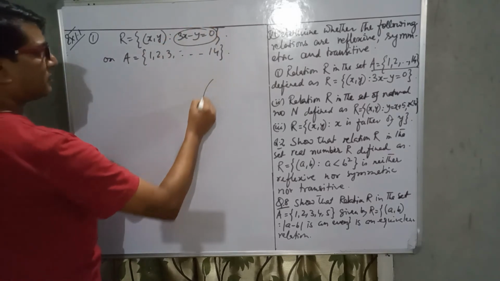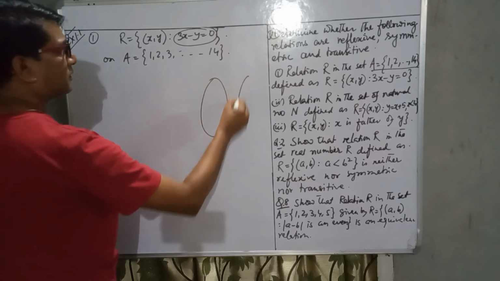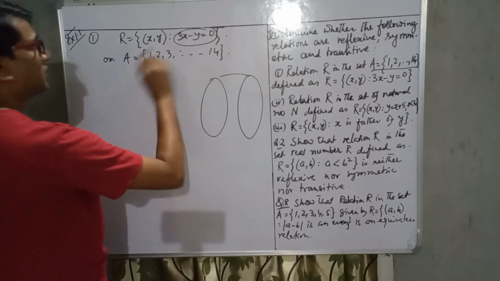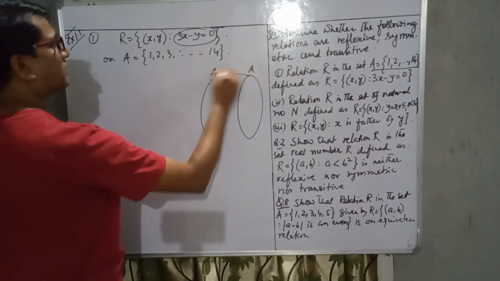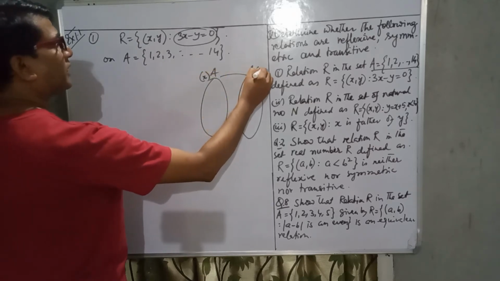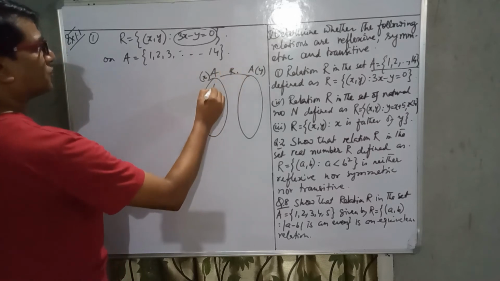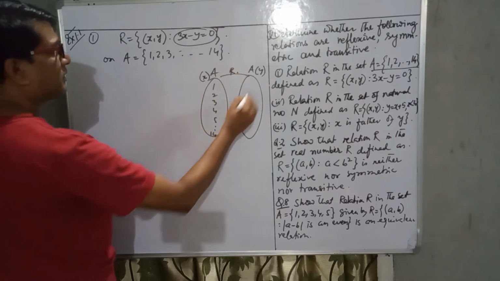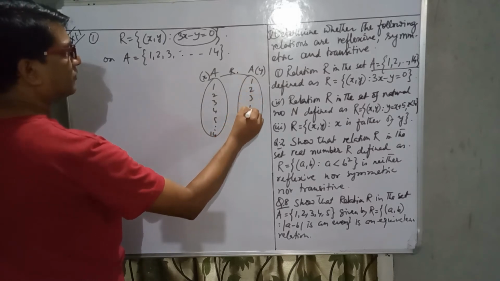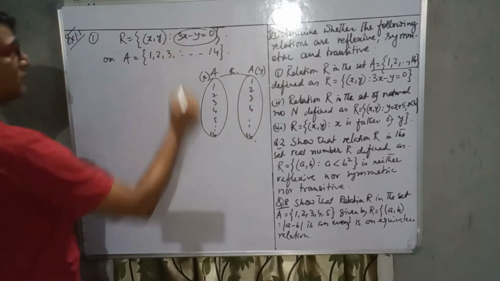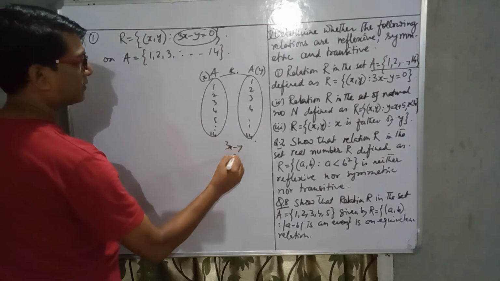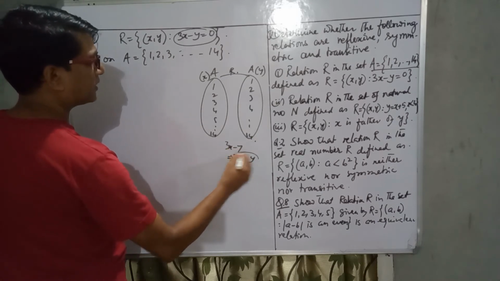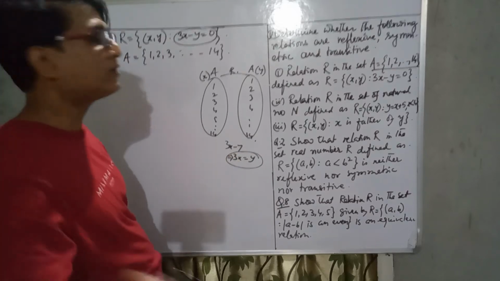If we make a diagram, it is a relation from A to A, where this element is x and this element is y. So 1, 2, 3, 4, 5 up to 14 here, and here also 1, 2, 3, 4 up to 14. Now the condition is 3x minus y equal to 0, that means y is equal to 3x.